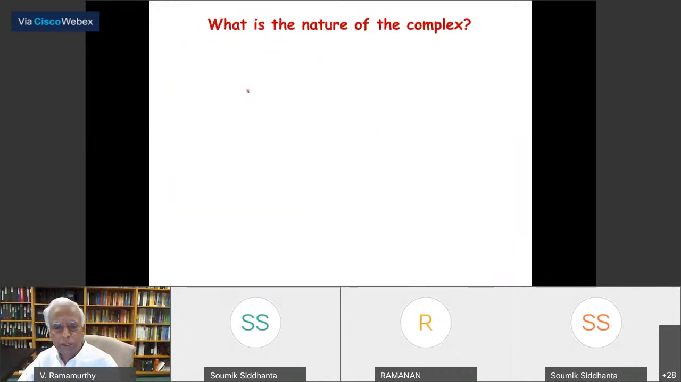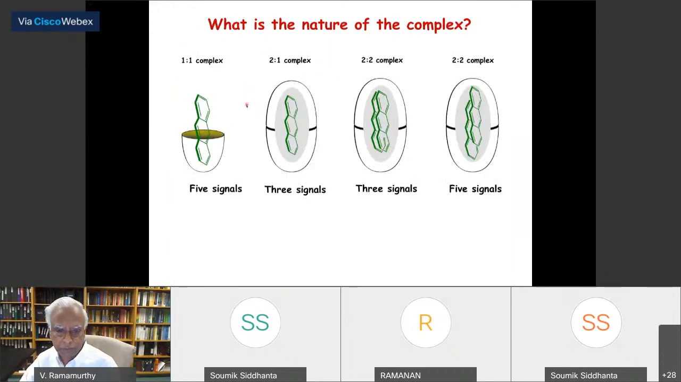So if you look at the possible structures for this complex, it can be 1 to 1, 1 to 2, and then 2 to 2, and then again 2 to 2. Okay. There are two things that you have to remember. What we have seen is the stoichiometry is 1 to 1.